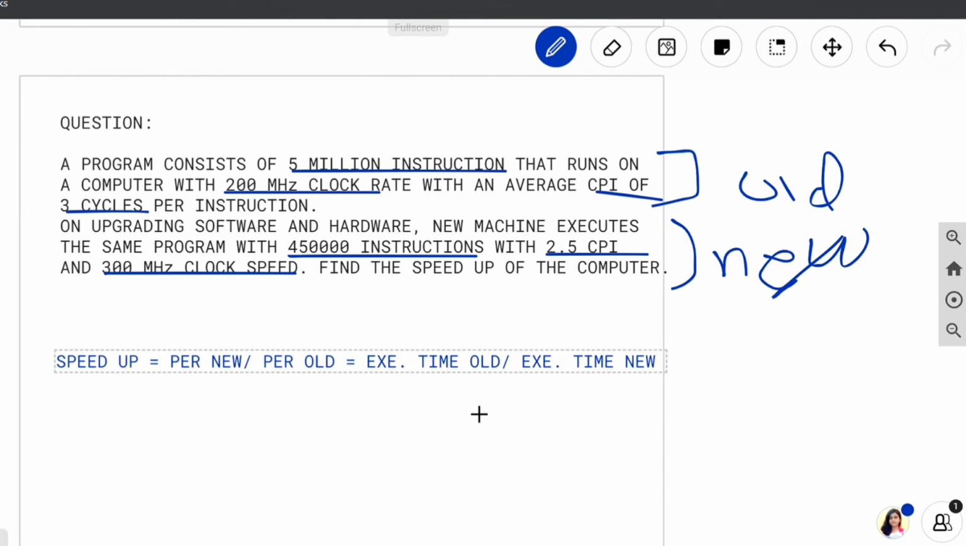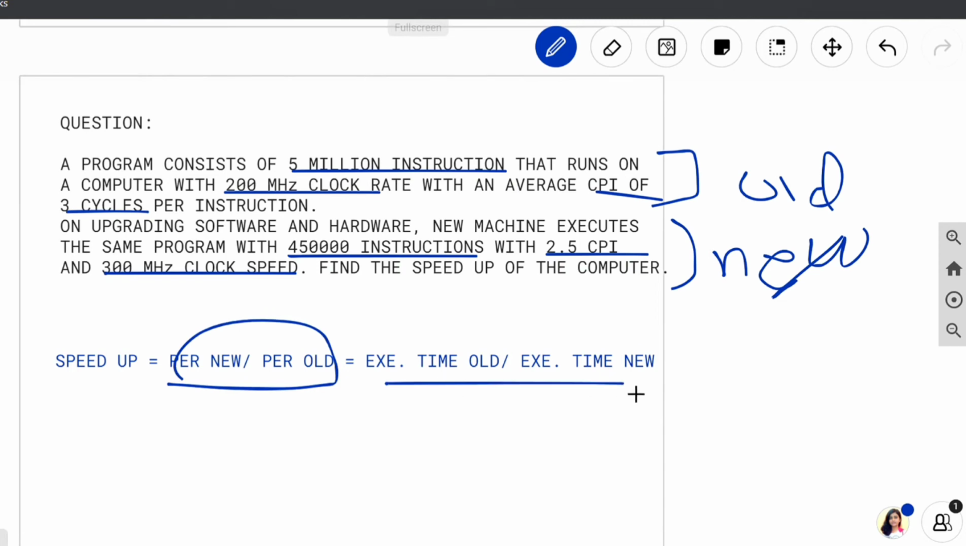So by this we see that we don't know the performance right now. So we can only compare on the basis of execution time, and we know execution time is equal to IC into CPI into T, where CPI is cycles per instruction and IC is instruction count.